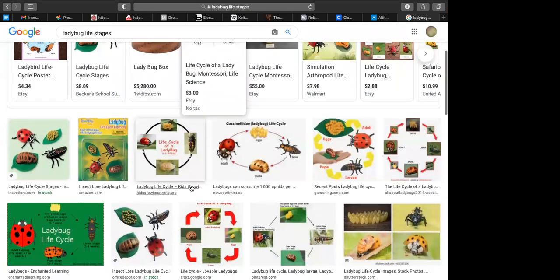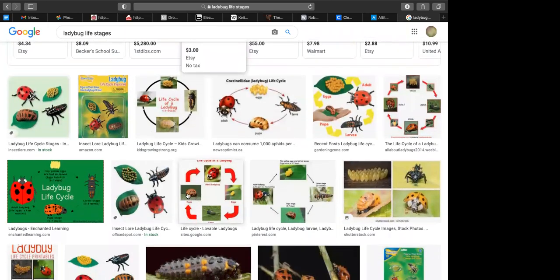So, yes, the larva of a ladybug, that's the stage where they eat the aphids. So if you see that, that's not just a bug that's eating your plant. That's a beneficial insect that's helping you out.